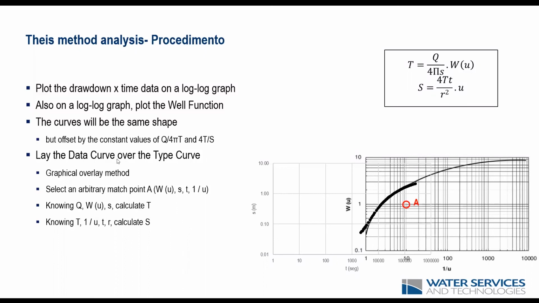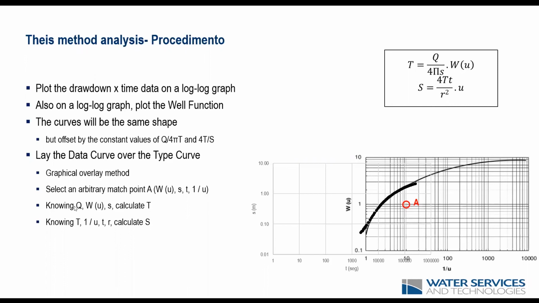By laying the data curve over the type curve, which is a graphical overlay method, we select an arbitrary match point which relates all these four parameters. Normally we choose our match point so that we have round values for the well function and for U, just to make our calculations simpler. This is how we get our values to solve those equations from these match points.